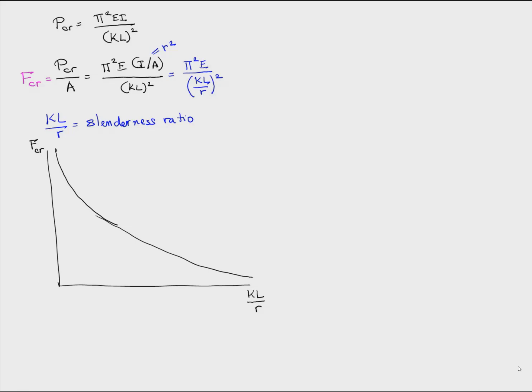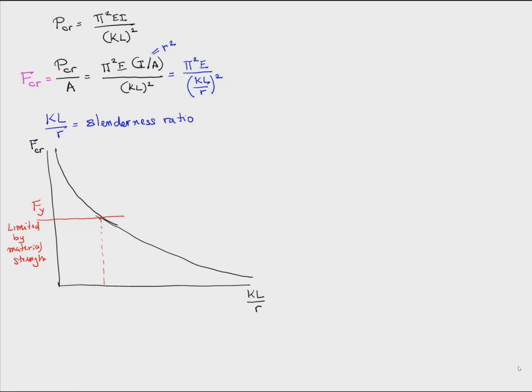This seems to suggest that we can keep on increasing the compressive stress on a column. But that's not true, because there will come a time when the amount of stress we can apply on the column will be limited by the material strength, F_y, the yield stress. So until a certain value of the slenderness ratio, buckling controls, and then smaller than that value, material strength controls.